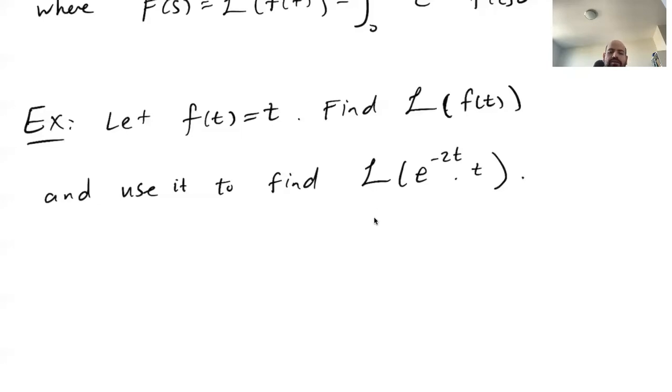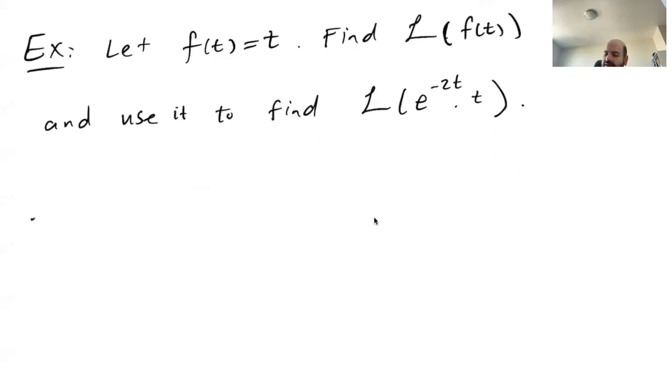The previous example told us how to find the Laplace transform of e to the power minus at times f of t once we have access to the Laplace transform of f of t. So once we find the Laplace transform of f of t, which we can do using the definition of Laplace transforms, then we can use the previous example to find the Laplace transform of e to the power minus 2t times t. So the Laplace transform of t, how can we calculate it?